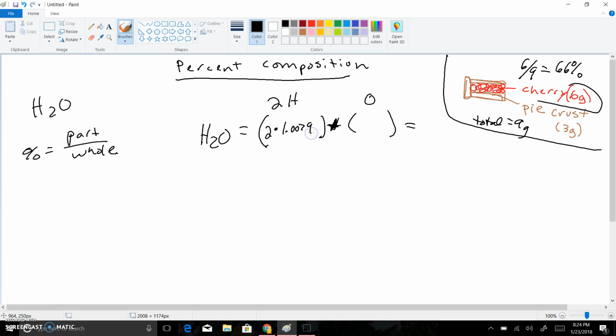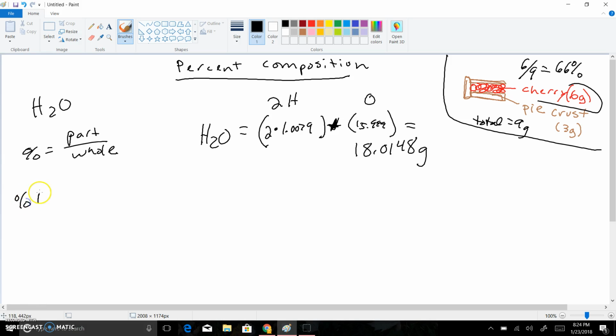1.0079. If you found oxygen on the periodic table, you would find out when you look at its mass, it happens to be the atomic number of 8, but its atomic mass is 15.999. And when you do 2 times the hydrogen plus the oxygen, you get 18.0148 grams. That's the whole part. That's like the cherries plus the pie crust.